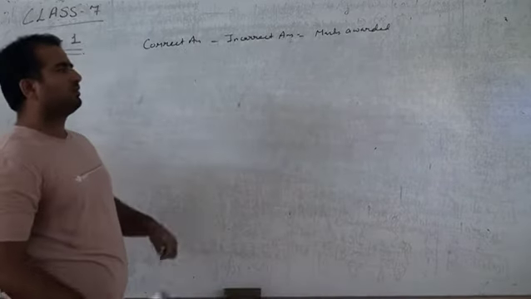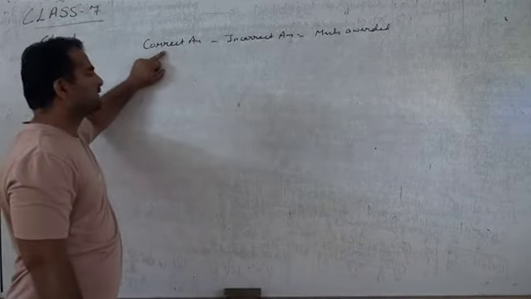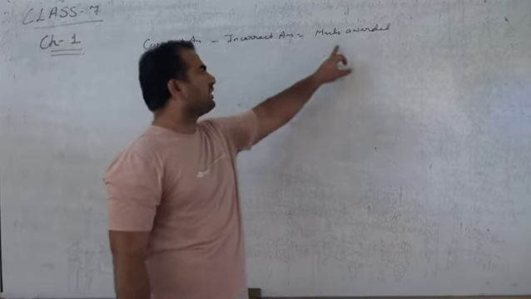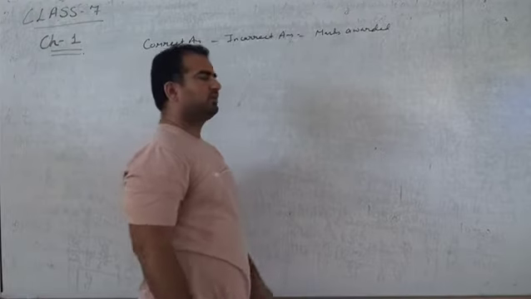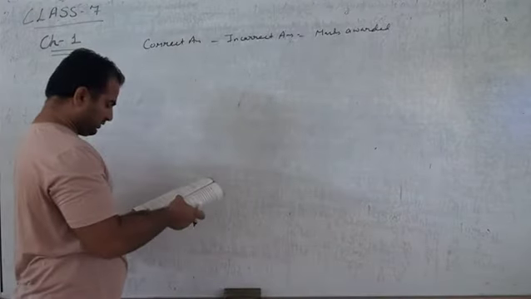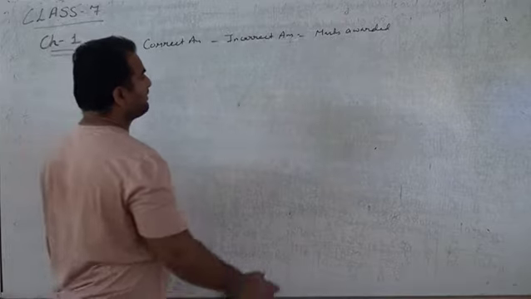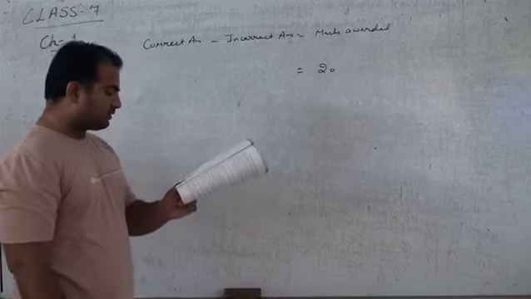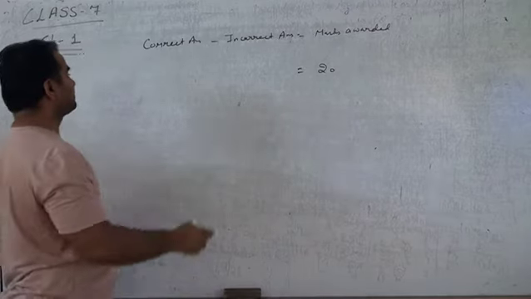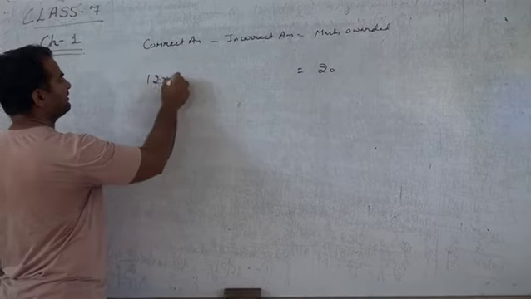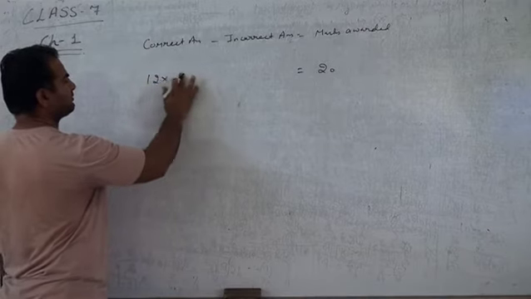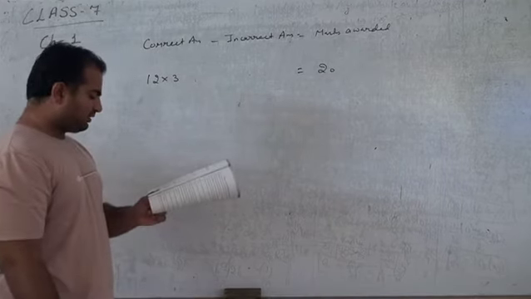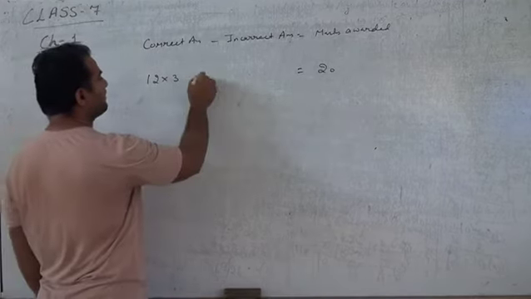Marks awarded for correct answer, marks awarded for incorrect answer equals marks awarded or given. So what I have to do is, Radhika got 20 marks. She got how many correct answers? 12 correct answers. So 12 correct answers give 3 marks each, and we don't know how many incorrect answers she gave.